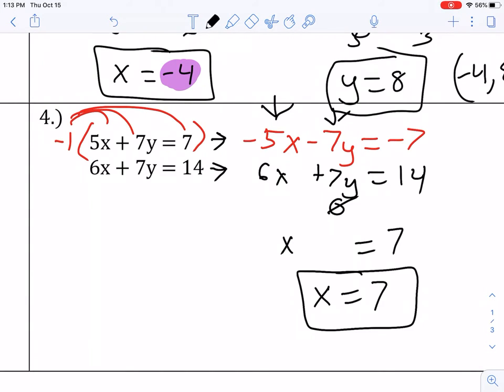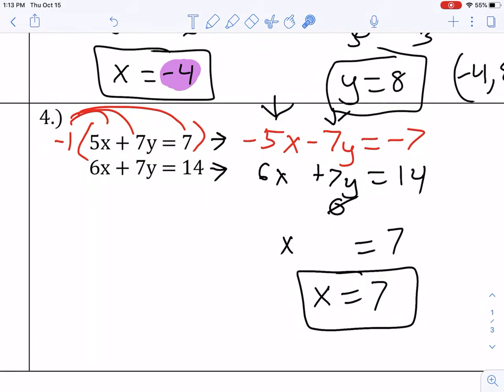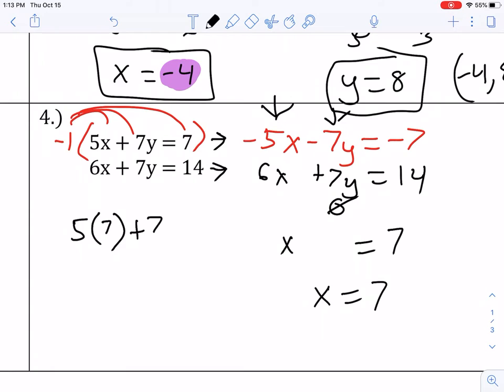I'm going to take that, plug it into my original equation. Anything that I want to plug it into, this one, or this one. Doesn't matter. So I'll plug it into the top one. So I'm going to say 5 times 7, because that's my x value, plus 7y equals 7. So that's 35.